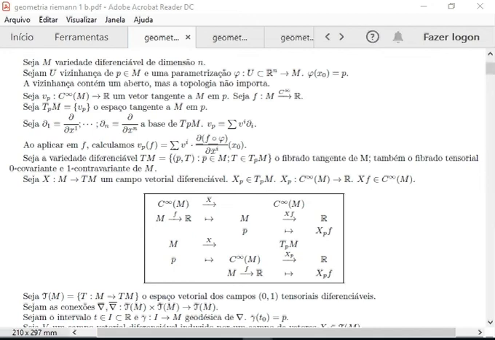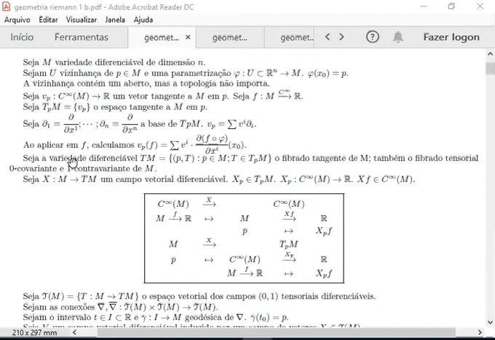Vp is equal to the sum of coordinates Vi at bases di, the sum of Vi di. When we apply it to f, we calculate Vp f, which is equal to the sum of Vi times the partial differential of f composed with phi, ∂/∂xi at x0.